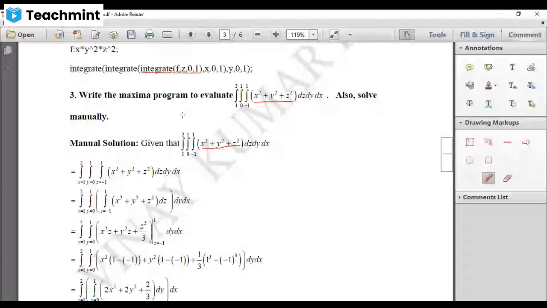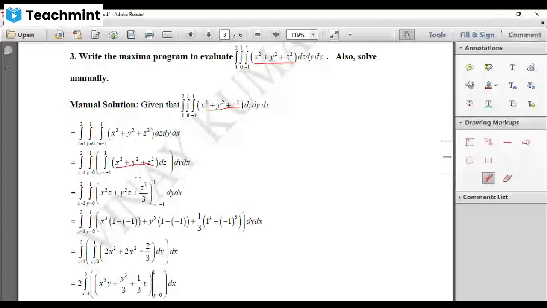Therefore, you have to integrate in an iterated fashion. That is, first you have to integrate with respect to z, then with respect to y, then with respect to x. Because the first one is dz, this is the limit for z, the second one is dy, so this is the limit for y, and the last one is with respect to x, meaning the limit for x. So let us integrate this with respect to z.